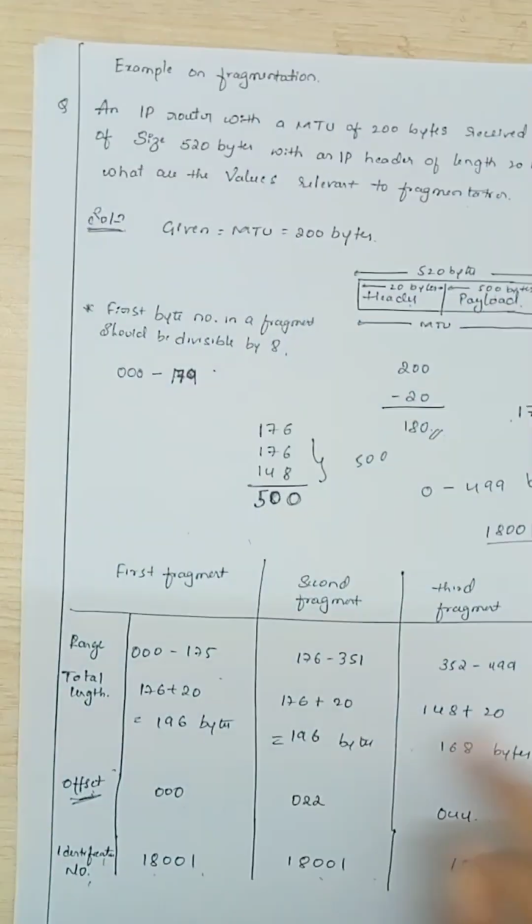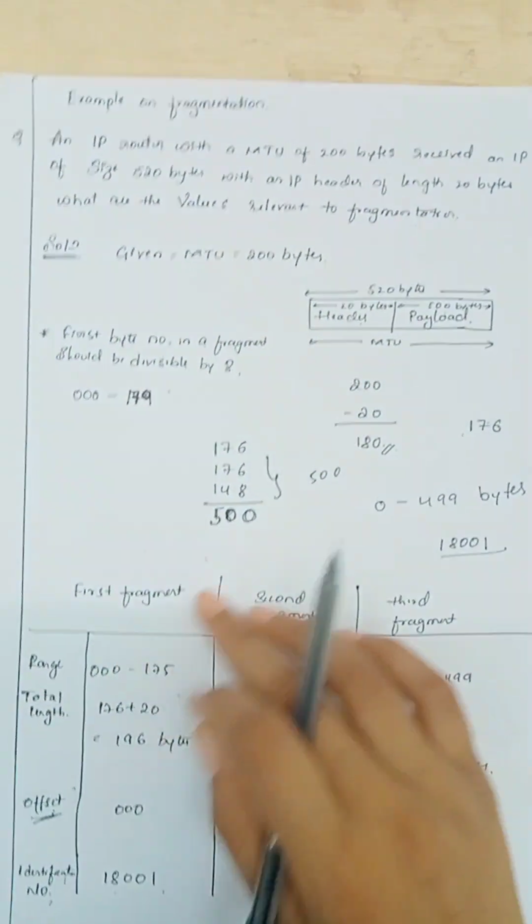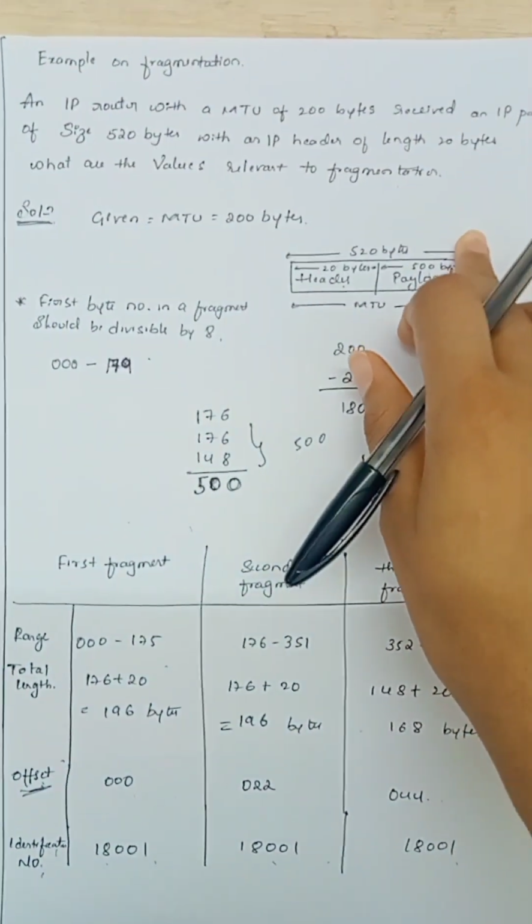I hope you understood this, and these are the values which are relevant to the fragmentation.